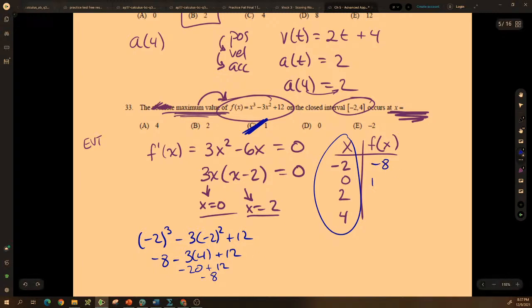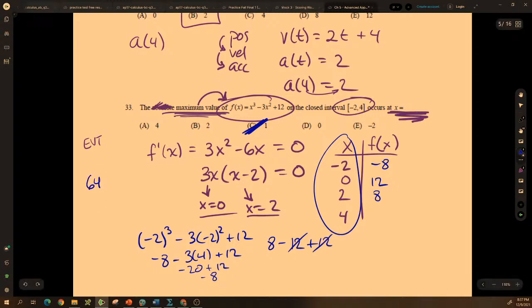When I plug in 0, I get 12. When I plug in 2, that's 8 minus 3 times 2 squared, which is 4. So 3 times 4 is 12. Plus 12, those guys cancel. And my guess is it's going to be 4.